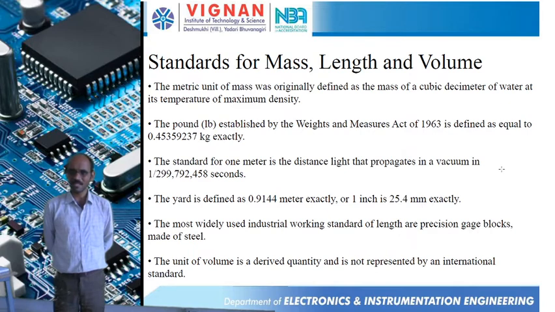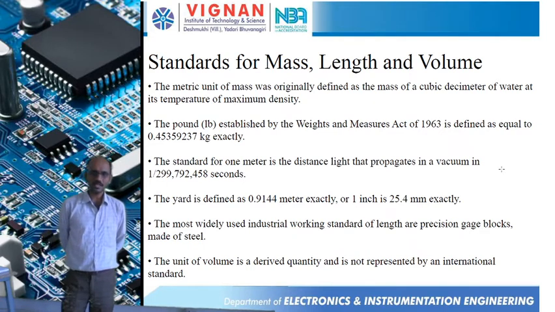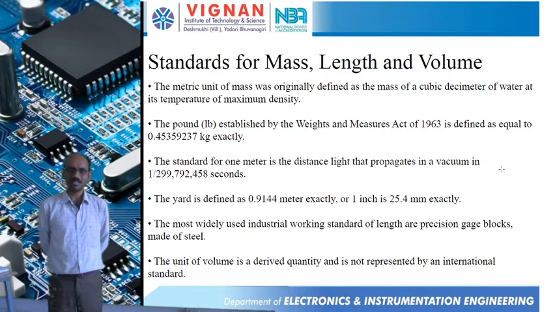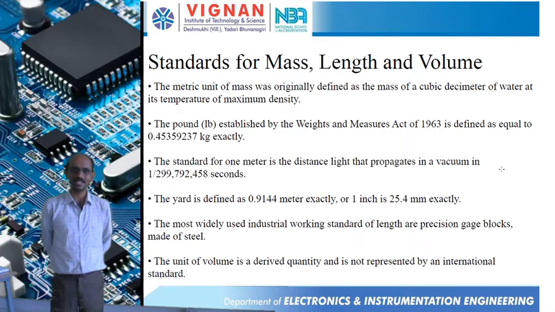Suppose you want to measure a length of 100 meters, we use a large number of precision steel gauge blocks, placing them according to the length of 100 meters, and then counting the length of all these precision steel gauge blocks, we can determine the length of the particular physical quantity. So here the working standard used for measuring length is precision steel gauge blocks.